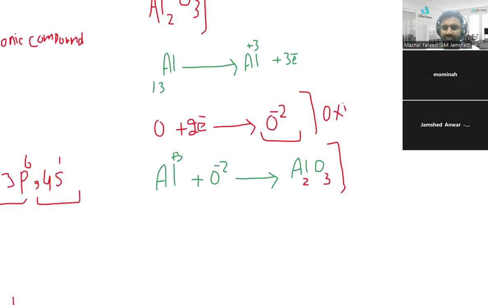So in the next class, we will be starting from the concept of ionic bonding. So this is another ionic compound, and through which an ionic bond is present in this compound. Okay.